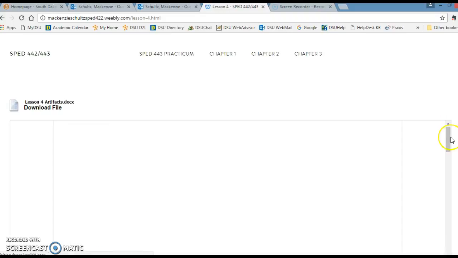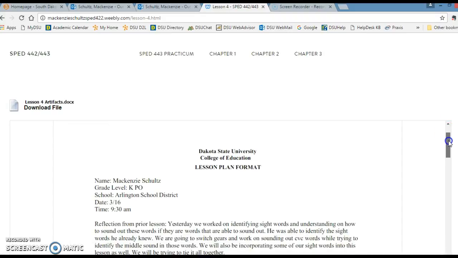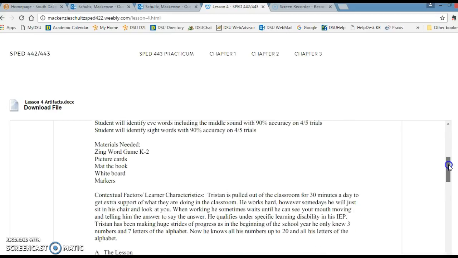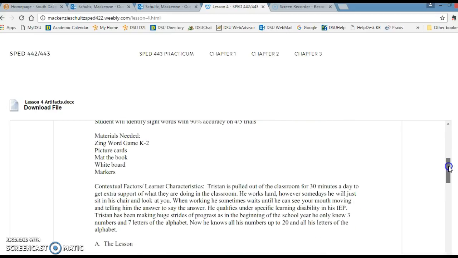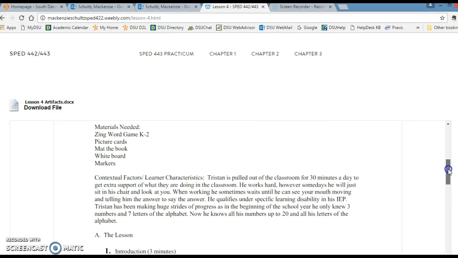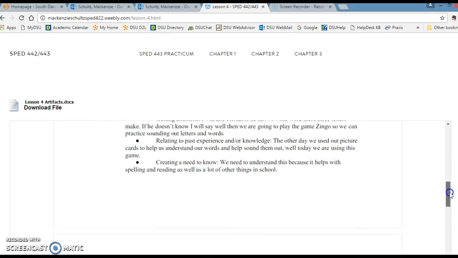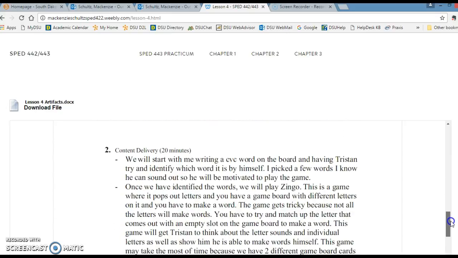And this lesson is talking about combining CVC words and sight word cards. So we did the word Zingo. It's a game. It kind of shows you in my artifacts what the game looks like, and they give us board cards, and then the middle sound is blank or the ending sound is blank, and the student has to pick the right letter, which makes the word the word.